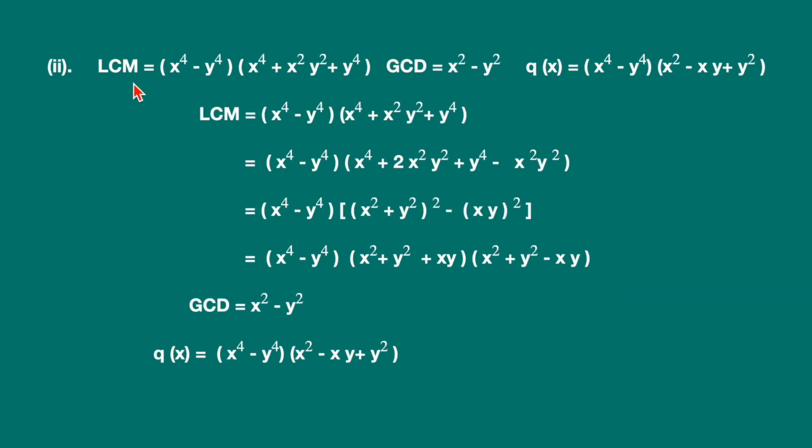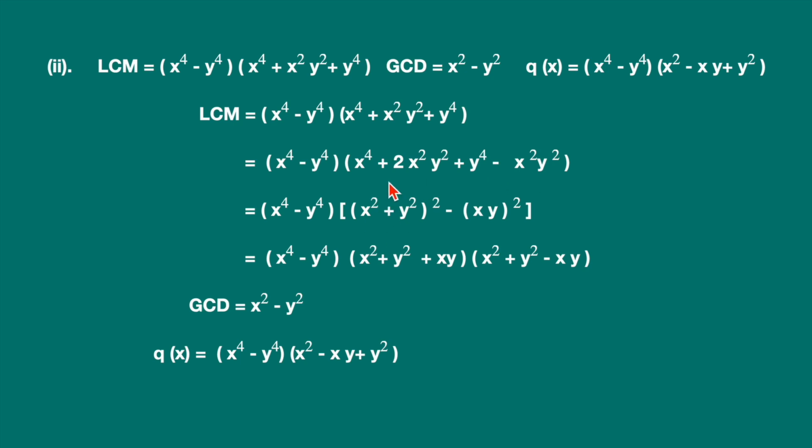So here is the second sum. Here they've given LCM as this expression, GCD is given as x square minus y square, and Q(x) is this expression. Okay, so now let's take the LCM and factorize this. This we are leaving as it is. This when you factorize, we are splitting the middle term.